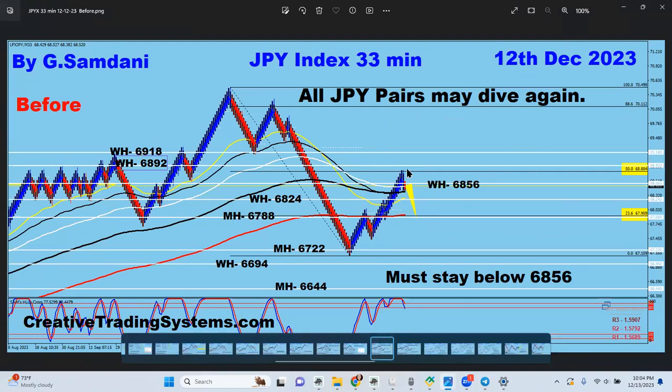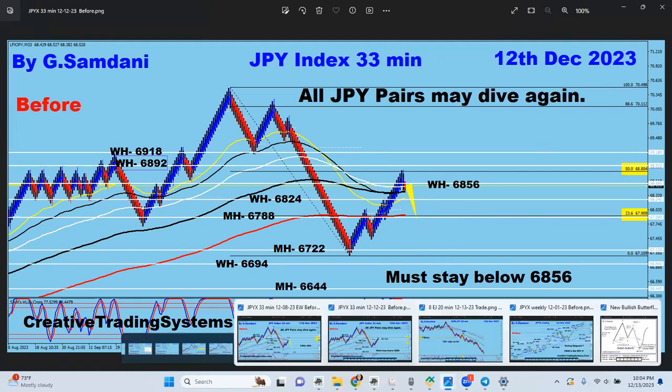Finally, because it went up a little bit and then started to come down, the reversal candle was there, right? From the 50%. So I said, okay, now as long as we stay below 68.56, we will drop to 67.88 or more, right? So we're going to be coming down, and what will happen as a result is all yen pairs may dive again. That was the idea.